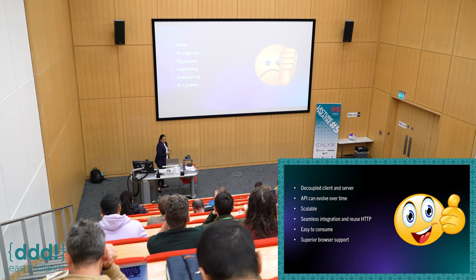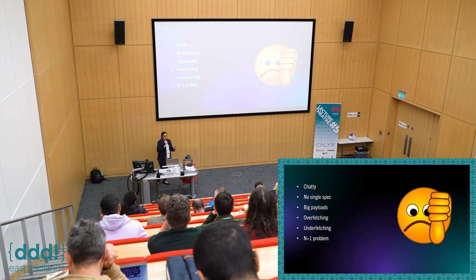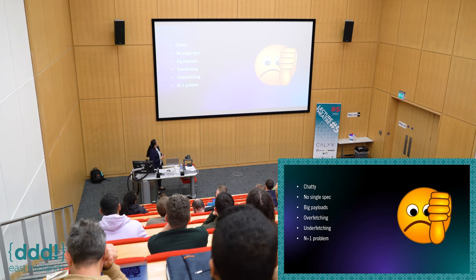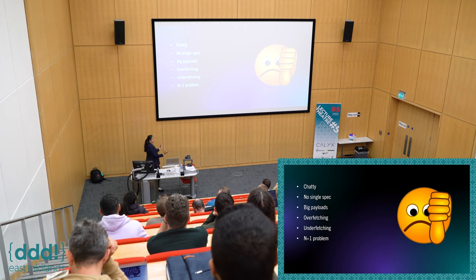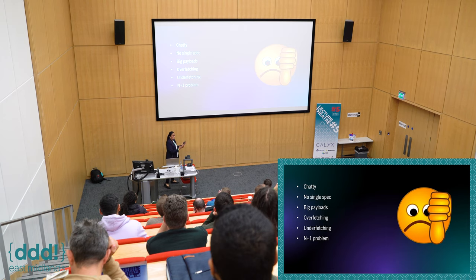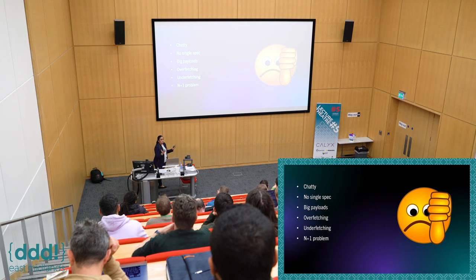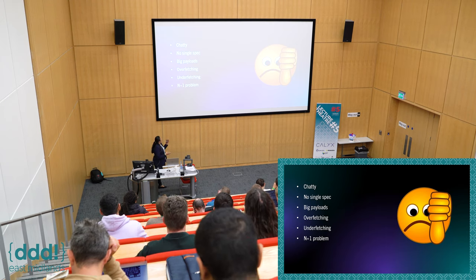And where does it lose out? Because of the back and forth calls happening between the client and server to figure out the data, it can get a lot chattier. And REST doesn't have a single spec. It's an architectural style which suggests this is how a RESTful system should be. It's not even a RESTful API, it's a RESTful system. It doesn't concern itself with the low-level implementation details. So developers across the world have resorted to best practices over time to come up with a RESTful system. And because of its chatty nature, we have big payloads in REST.